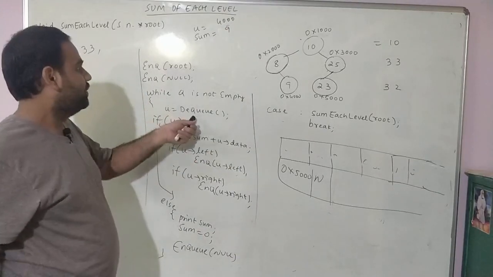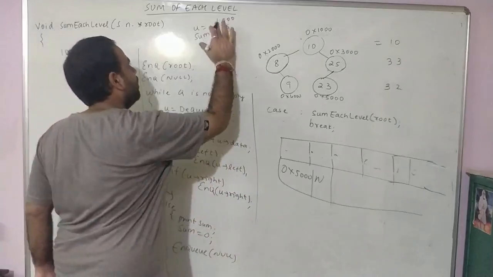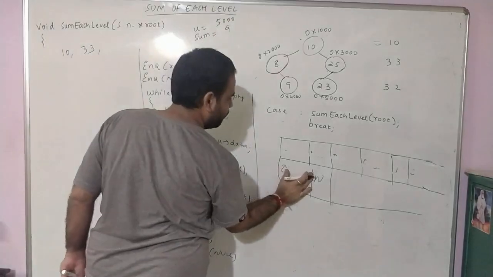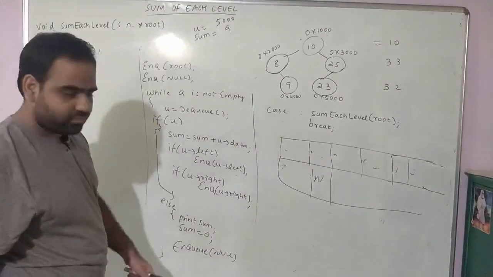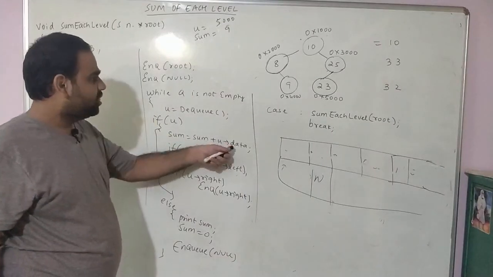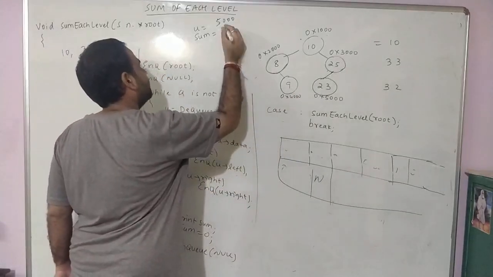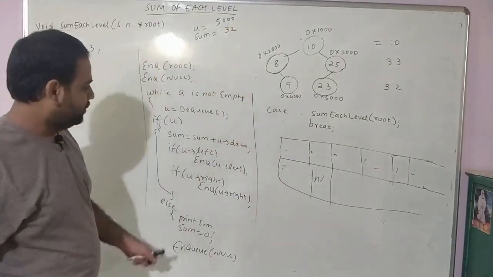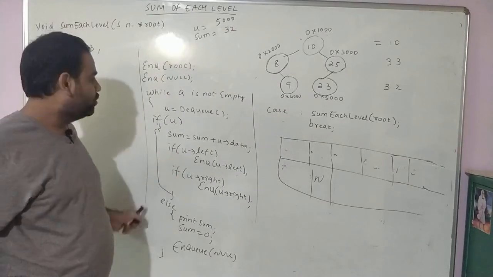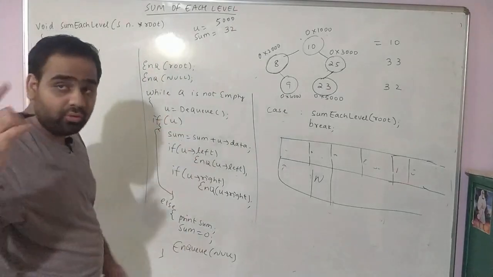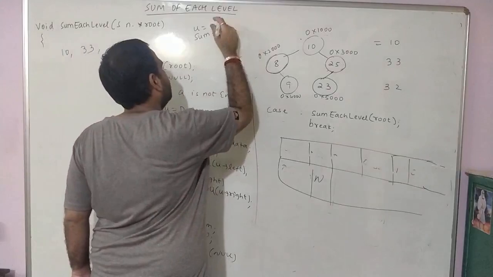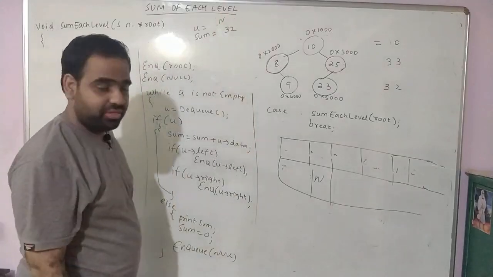Go back. Q is not empty. Yes, u is equal to dq. What do you dq? You dq 5000 from the q. Is that okay? 5000 not null. Sum is equal to sum plus u arrow data. 5000 arrow data is 23 plus 9 is 32. It becomes 32. Left is null, right is null. Do not enqueue. Go back. Q is not empty. Yes, u is equal to dq. Now, see here. That's a very important step now. U is equal to dq. U becomes null.